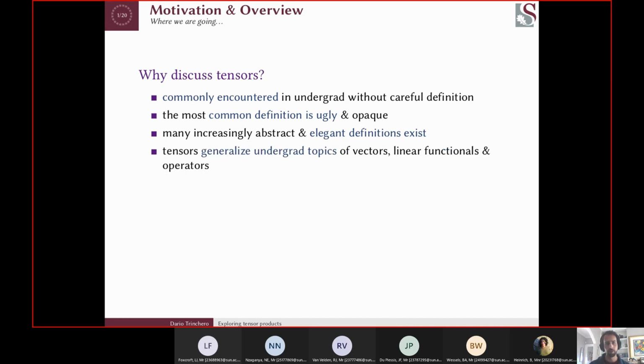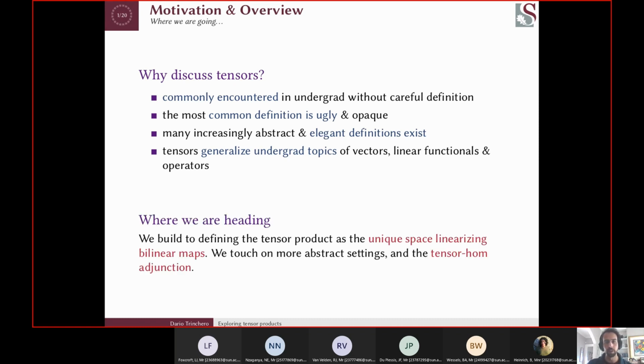But the other thing that makes them good for an undergraduate topic, I think, is that they generalize some of the stuff that undergraduates would have encountered, like vectors, linear functionals, and operators. And I think it's a nice generalization. It unifies all of these things.